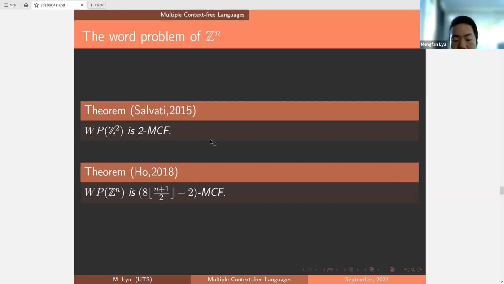And then the next result is that the word problem of Z to the n is also multiple context free, but unfortunately it's not n multiple context free. We need a function like this. And certainly for n equals 2, the result is weaker than the first result, but it's a more general case, which means that the word problem of Z to the n is multiple context free.